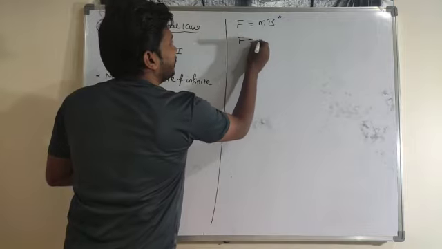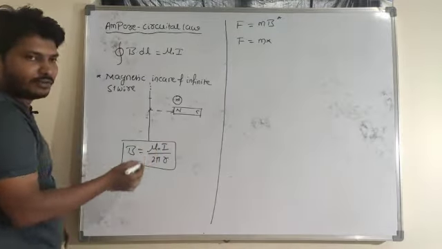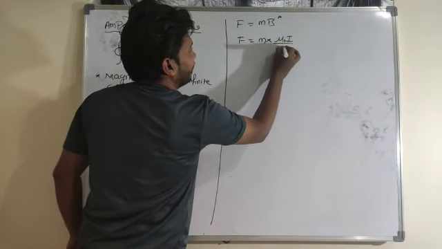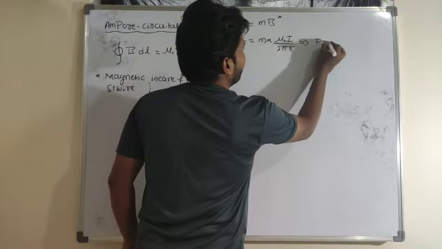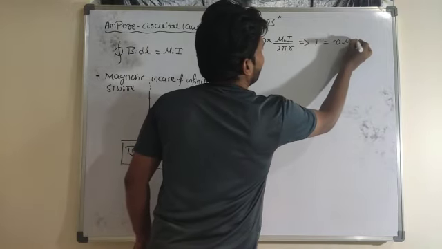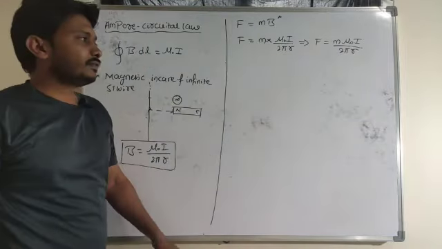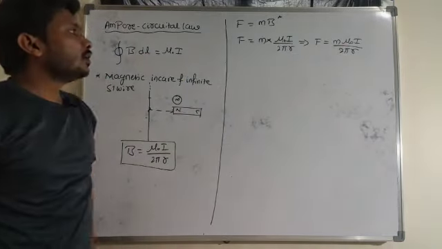Where m into B value I know. What is that B value? Mu naught I divided by 2 pi r. So F is equal to m into mu naught into I divided by 2 pi r.